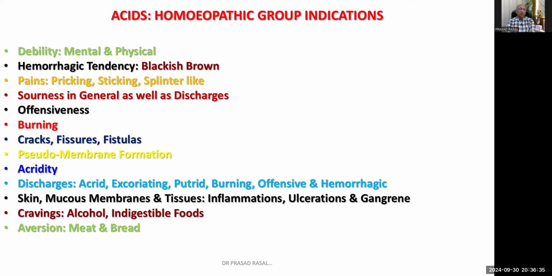Then the fourth point is sourness in general as well as discharges. Their body is offensive. It smells sour, as if not washed properly. Whatever the discharges are, whether diarrhea or natural discharges, all discharges are offensive, whether they are normal or abnormal, all are offensive with the acids. All are sour. So the offensiveness is the characteristic of this specific group.